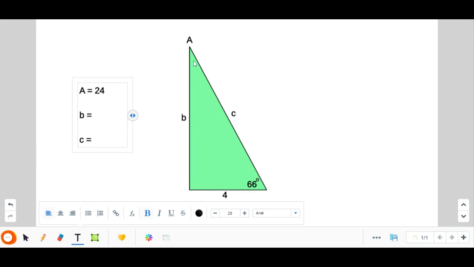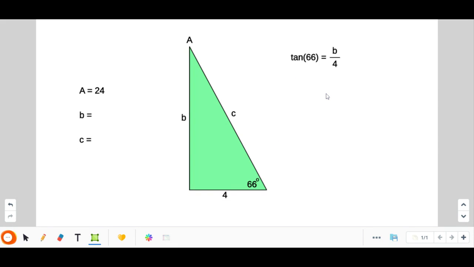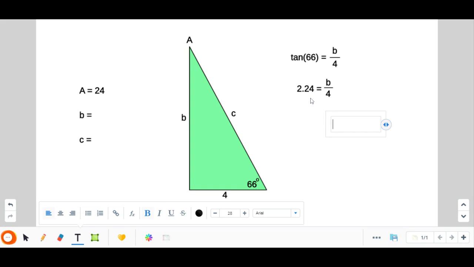If we wanted to, we could have used angle A, but it doesn't make a difference. If you used angle A, B would be the adjacent, and 4 would be the opposite. But if we use the 66 degrees, then B is the opposite, 4 is the adjacent, which means we're going to be using tangent. And the equation we get is tangent of 66 equals B over 4, opposite over adjacent. Okay, now we calculate. Tangent of 66 is 2.24, so 2.24 equals B over 4.